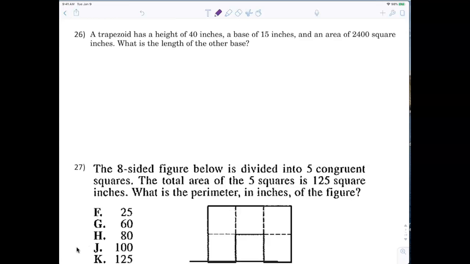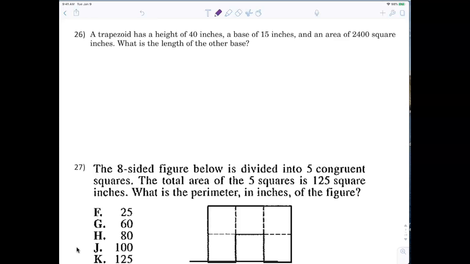Again, you have to know the formula for what? Area of a trapezoid. What did I tell you the formula for area of a trapezoid is? Say it. Yeah, average of the bases times the height. I know exactly what you meant. Average of the bases times the height. All right. Do we have both bases?